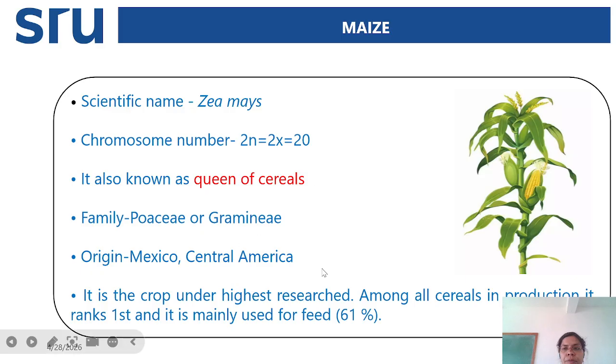Generally, this maize is fed to poultry. Around 61% is used for poultry feed. So here we can discuss the structural parts of the maize plant.